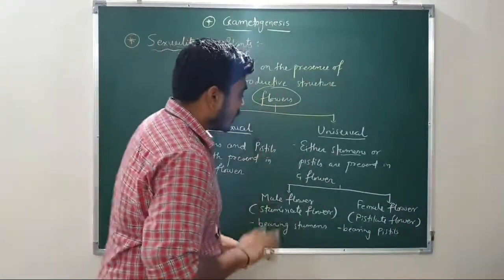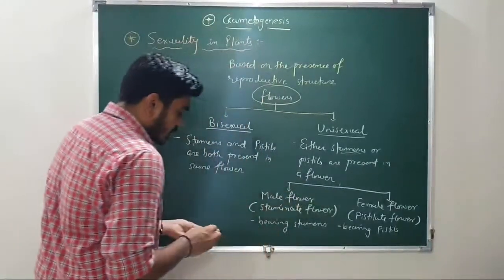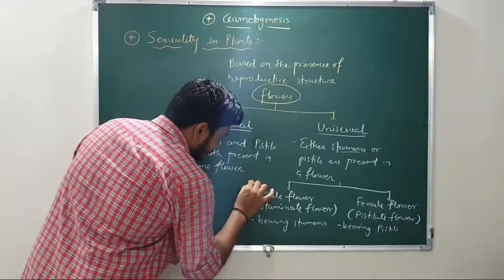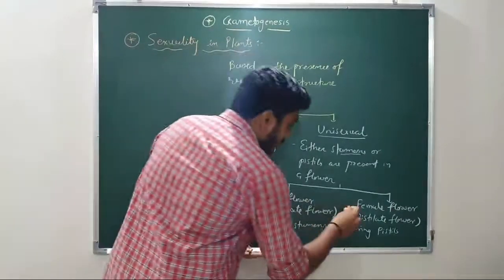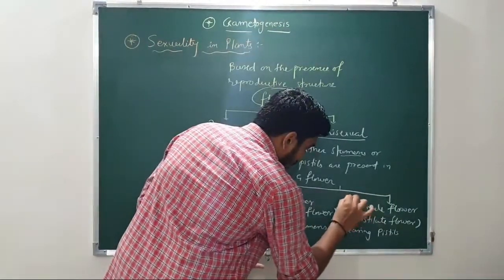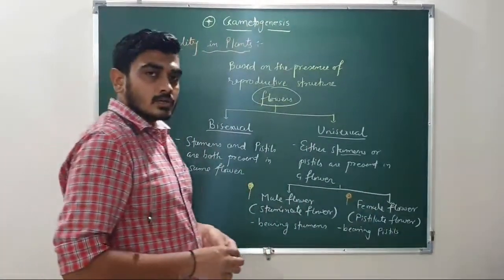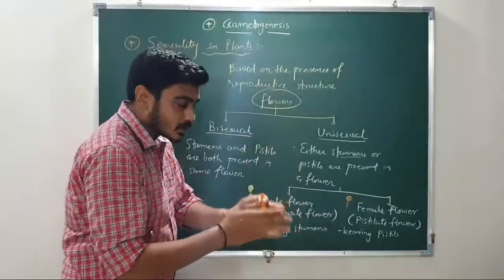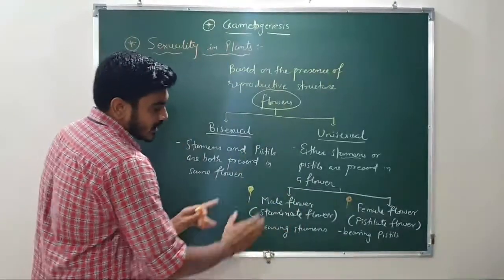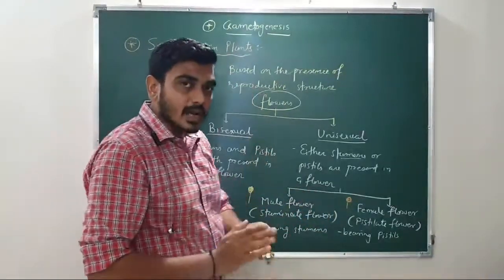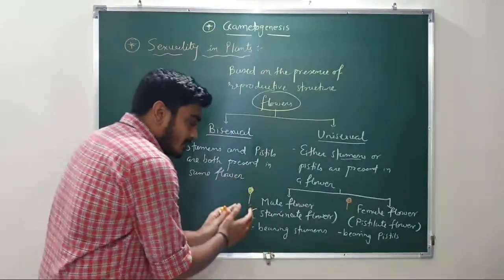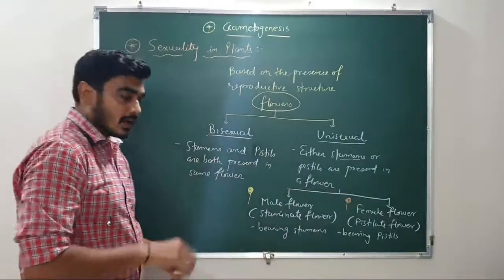Now here, if we consider the male flower, let's represent the male flower as yellow in color and the female flower as orange in color. So two possibilities are there. Let me just draw the whole plant. Either the plant possesses both types of flowers on the same plant body, or the plant body bears either only male flowers or only female flowers.